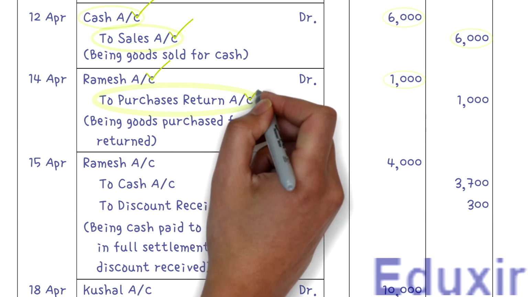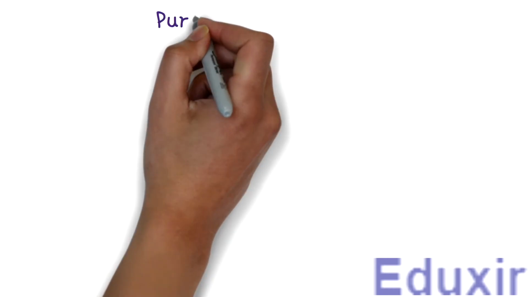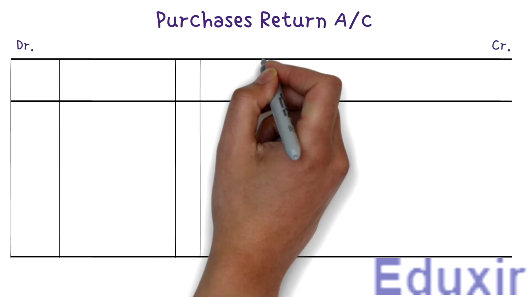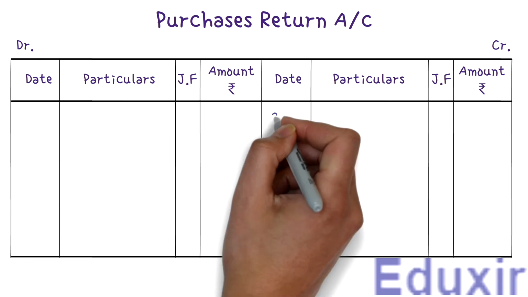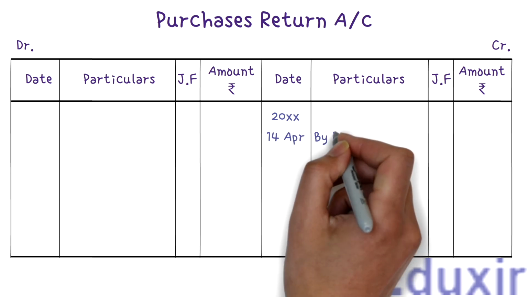Let us now take up the next entry. As the name suggests, it needs to be posted on the credit side of purchases return account and the credit amount is 1000 rupees. Note that the details that need to be posted into the particulars column is Ramesh account. For posting this entry, we need to create a ledger account for purchases return as it is not yet created. Let us first write the title as purchases return account. Let us have the ledger account format with all the headers. As this is the first entry on the credit side, let us first write the year in the date column and then let's write the date. Let's then write by Ramesh account into the particulars column.